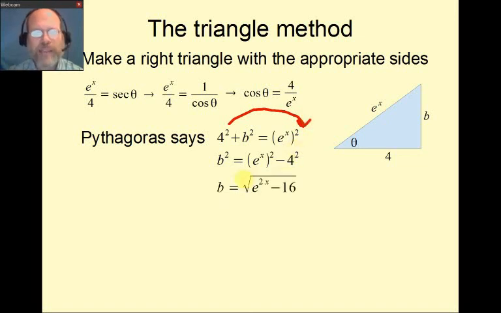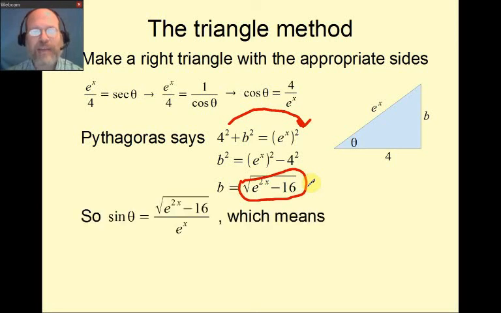And you remember what I said about the pattern you used in your substitution? The pattern in the original integral showing up again? Well, here it is, right? e to the 2x, something squared minus, well, it wasn't minus 1, right? It was minus 16. It shows up, and it shows up as side b. That means that sine theta is actually this square root term, the square root of e to the 2x minus 16 over e to the x, opposite over hypotenuse, b over e to the x.